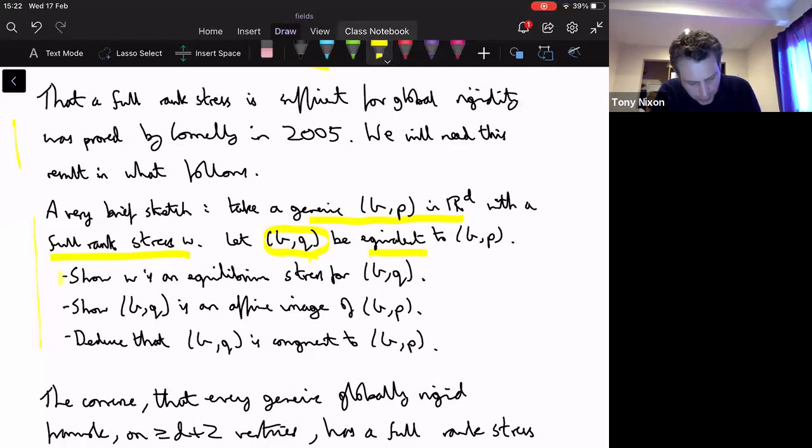So the first step I think is quite hard, and that is to show that this particular stress omega that we have of full rank for GP is also an equilibrium stress for GQ. So if you just have it knowing that GQ is on the same graph and it has the same edge lengths, but you don't know anything about the genericity or anything else about Q, just the lengths of the edges, you get an equilibrium stress. The same equilibrium stress works for this equivalent framework.